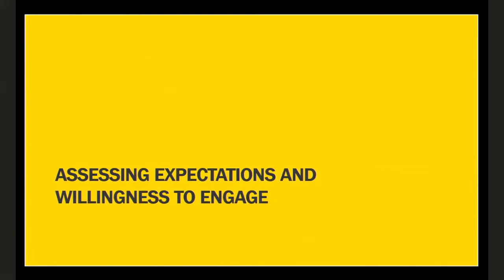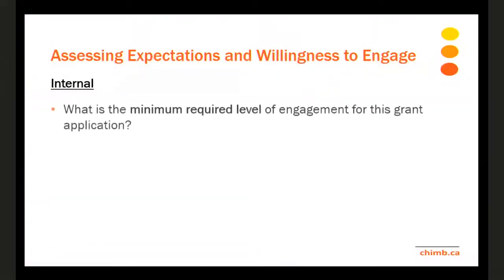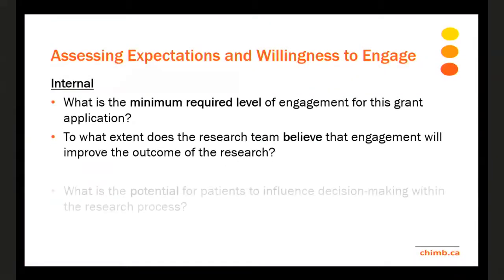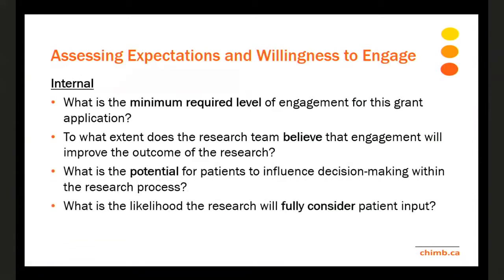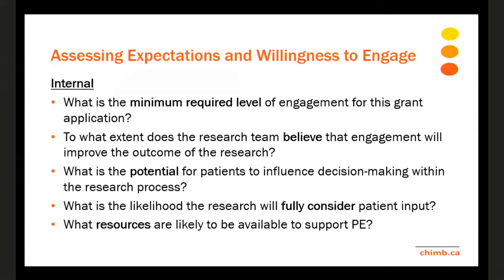And when you're starting to think about engagement, it's really important, first of all, to start assessing some of the expectations and the willingness around engagement. So internally, researchers need to ask themselves things like, what is the minimum required level of engagement for this grant application? If you were applying to a SPOR, or Strategy for Patient-Oriented Research, grant through the Canadian Institutes of Health Research, you would want to be at a collaborate level or a patient-directed level. So you want a high level of engagement. This is the most important thing. You wouldn't want to be at a consult level.